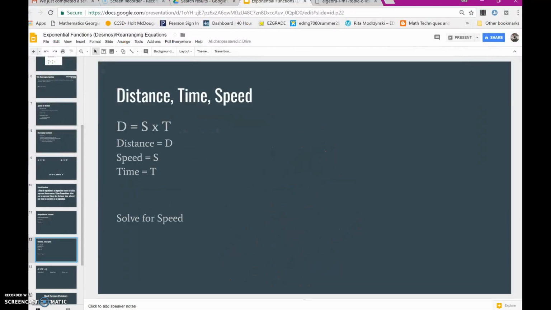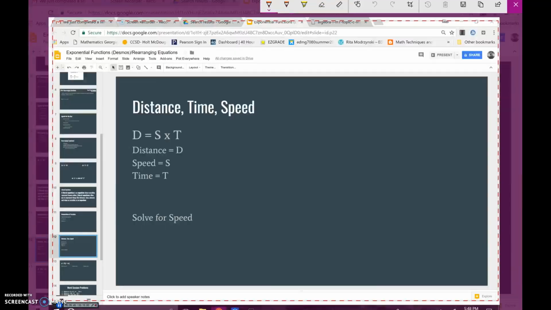Let's try more of a science example. Distance, time, and speed. Distance equals speed times time. The D in this stands for distance, S stands for speed, T stands for time, and what we're going to do is solve for speed. This is a pretty simple one. So if I rewrite that over here, distance equals speed times time. I know my T's lowercase, but we're going to solve for speed. We're going to isolate S.